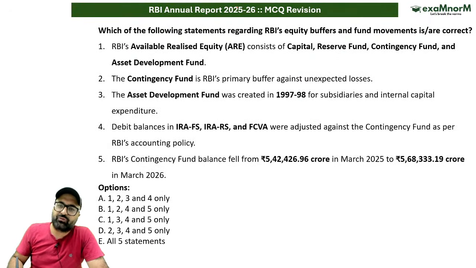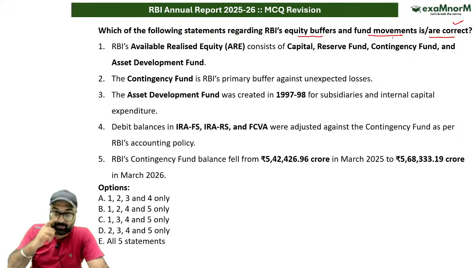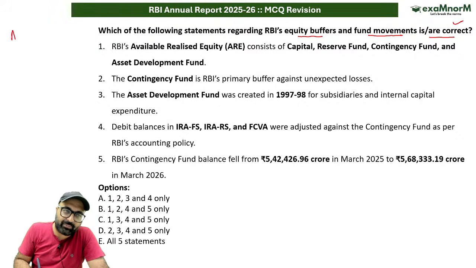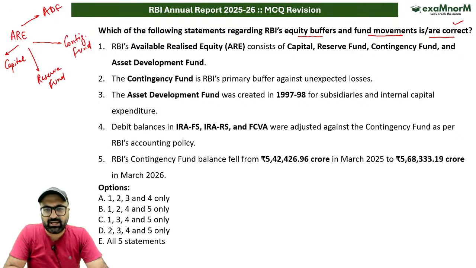The next question says, which of the following statements regarding RBI's equity buffers and fund movement is or are correct? So please pay attention. When we talk about RBI's available realized equity, in this available realized equity, we have capital, we have reserve funds, along with the reserve funds, we have the third category, that is contingency fund for the buffer part, and the last one is asset development fund.